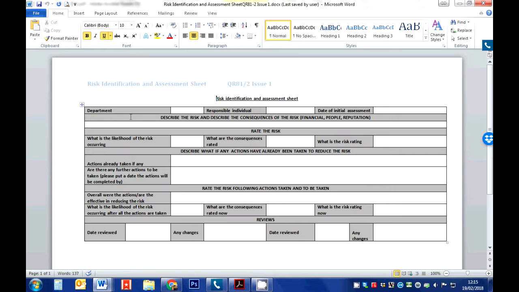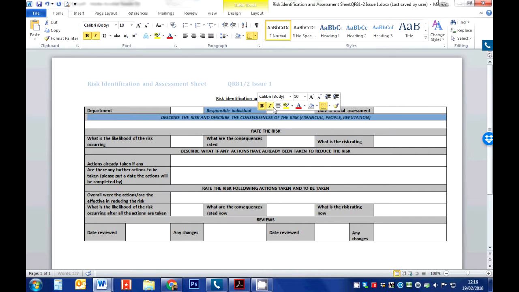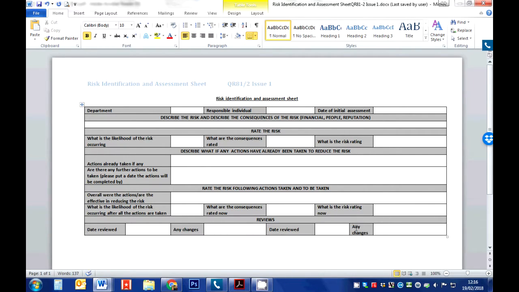This particular sheet just asks the individual to put down the department, who's responsible for that department, and then the date of the initial assessment. It's important to have the initial assessment date on there, because when we come down to the bottom part, which as a company we review on a regular basis as part of our management reviews, you want to be able to put a date in there listed as any changes. So having the initial assessment date is a good thing, so when you go to review it you can show when this risk was first identified, what you've done about it, and when you reviewed it.